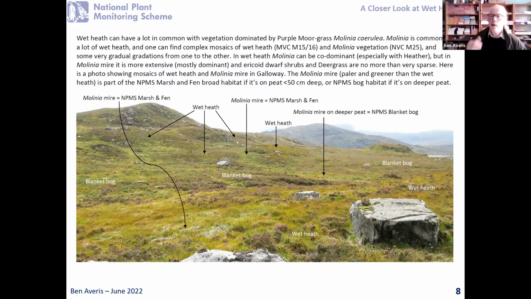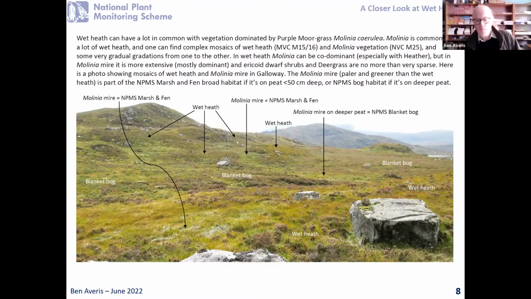This is a kind of vegetation that has quite a lot in common with wet heath. It can share a lot of the species, but the thing is that the purple moorgrass, Molinia, is really strongly dominant in the Molinia mire, strongly dominant at the expense of the other things. So you might get titchy little bits of heather or cross-leaved heath, not very much at all. That's why it stands out in this photo here.